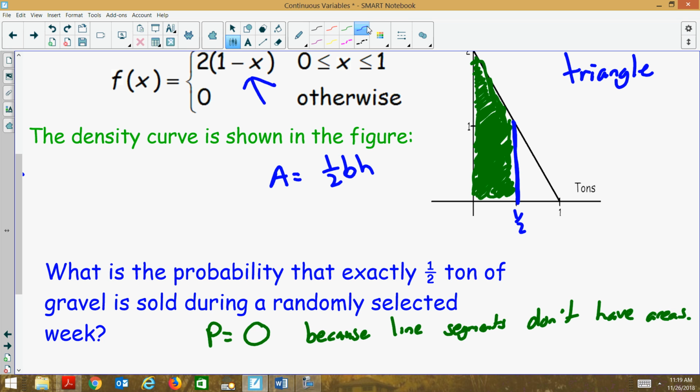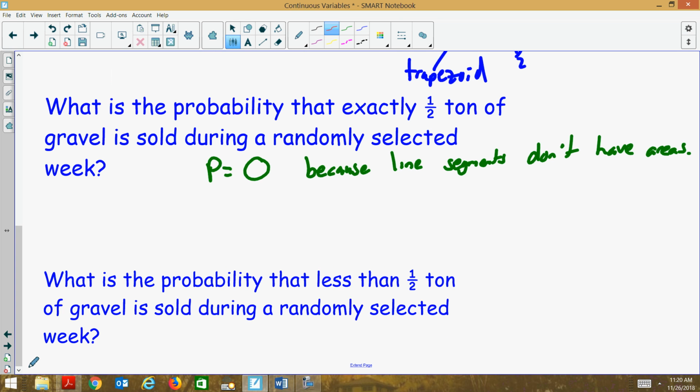Notice this shape is a trapezoid, but I only gave you the area of a triangle. I could give you the area of a trapezoid, but that would just require a little bit more work. So we're actually going to use the complement rule. We're going to find the area of more than 1/2 because it's simply a right triangle. Okay, so the height is 1 times the base of 1/2.